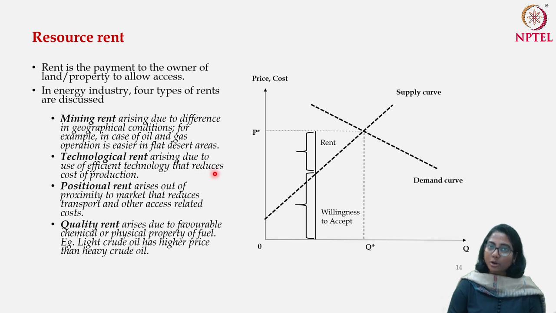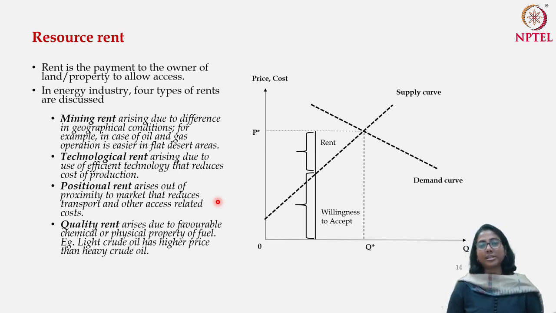There can be technological rent as well. If you are using more advanced technology, then it's expected that your marginal cost is going to be lower and the rent that you are getting is higher. Similar is the positional rent. If the well has a proximity to the market, that reduces the transport cost and it also gives access to certain kind of information and other amenities. And the final one is the quality rent.